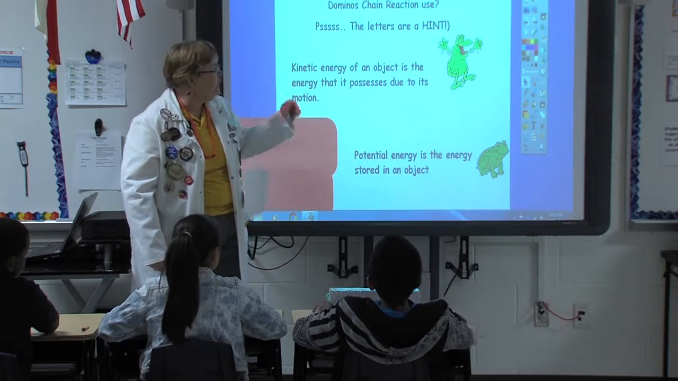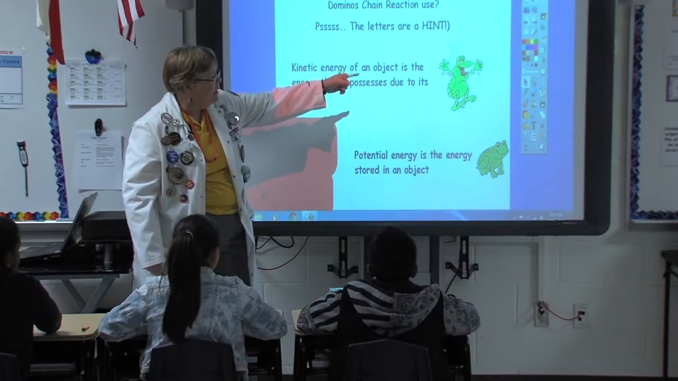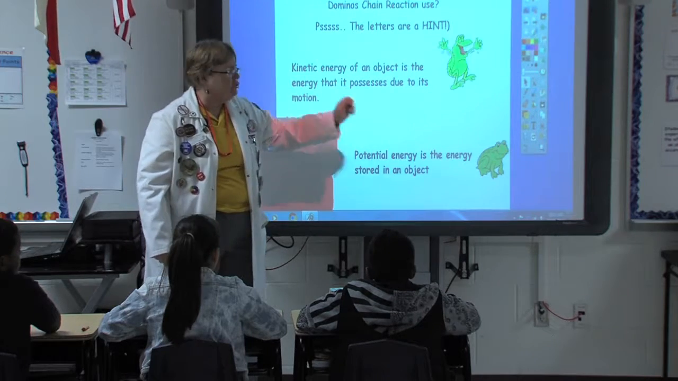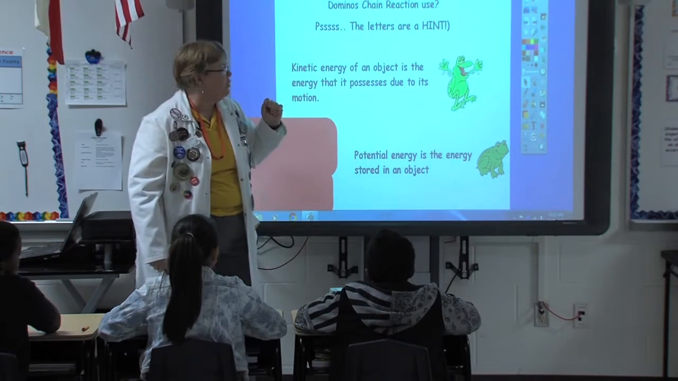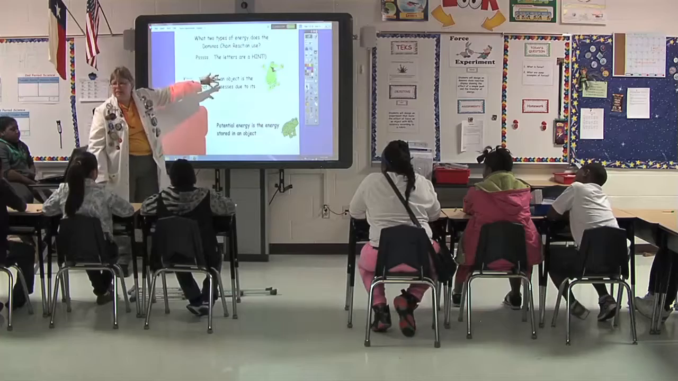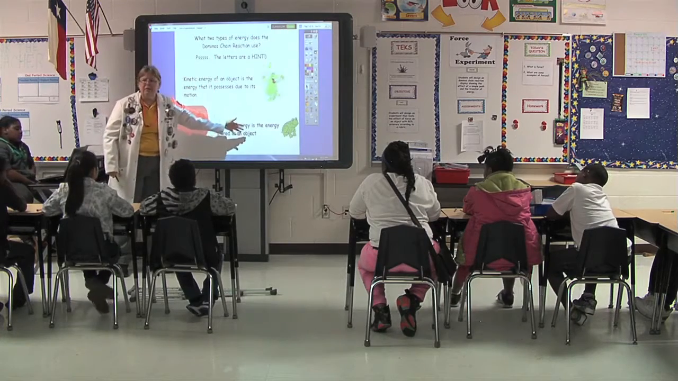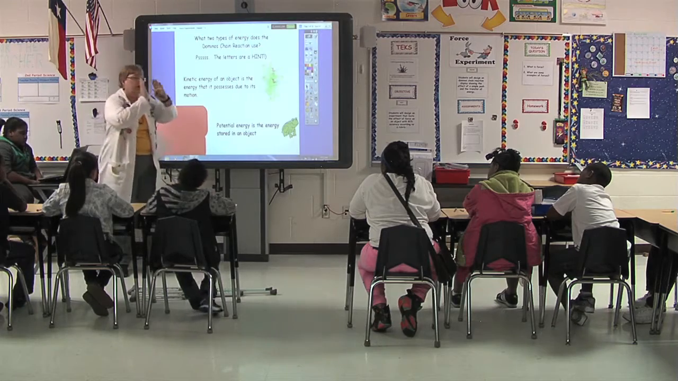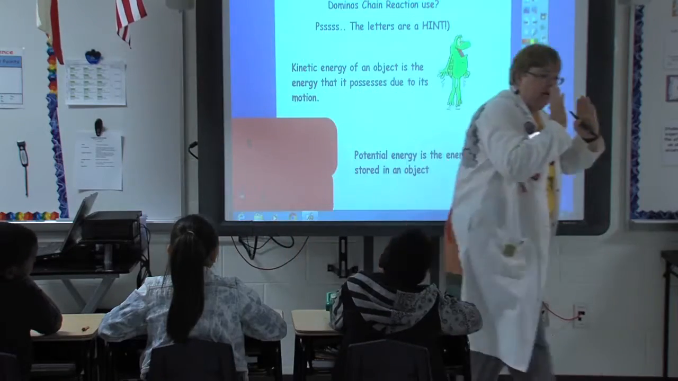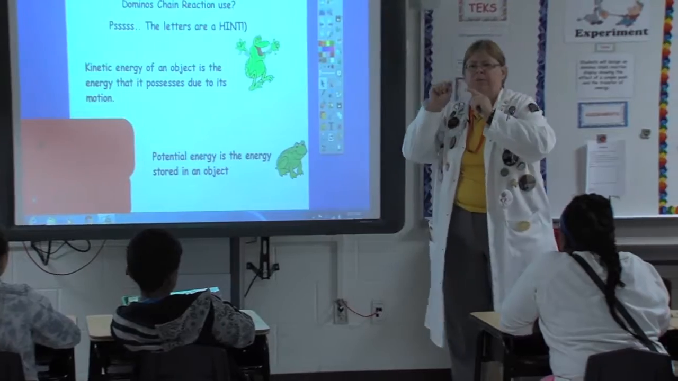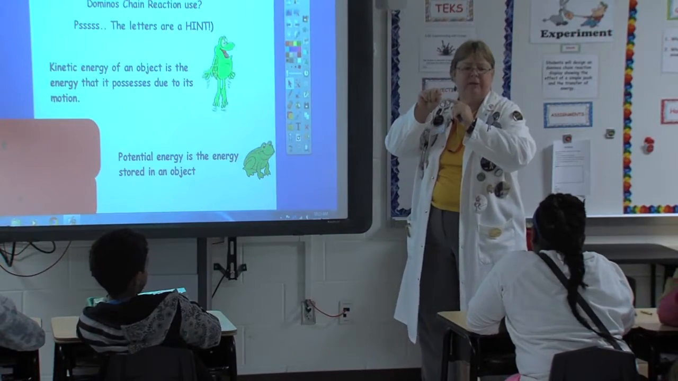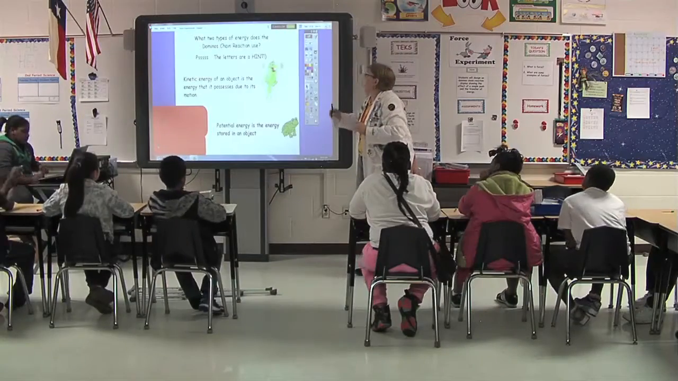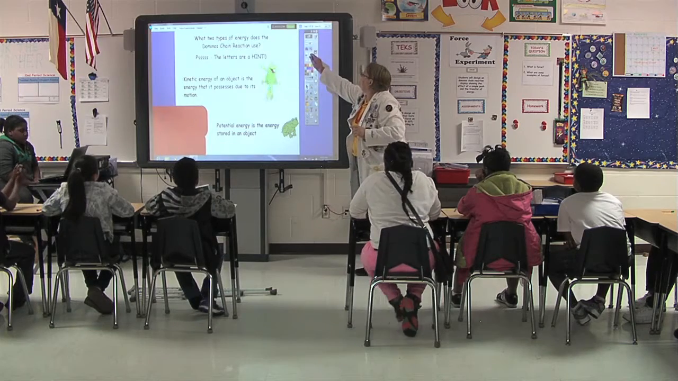What's the energy of movement called? Kinetic. What's the energy of not moving? Potential. Let's try it again. Energy of movement is? Kinetic. Energy of not moving? Potential. Means you can. So today we're looking at potential because all of your dominoes are going to be standing there, aren't they? And what's going to happen when you bump one? What type of energy? Kinetic energy, right. So there's your 6th grade words for the day.